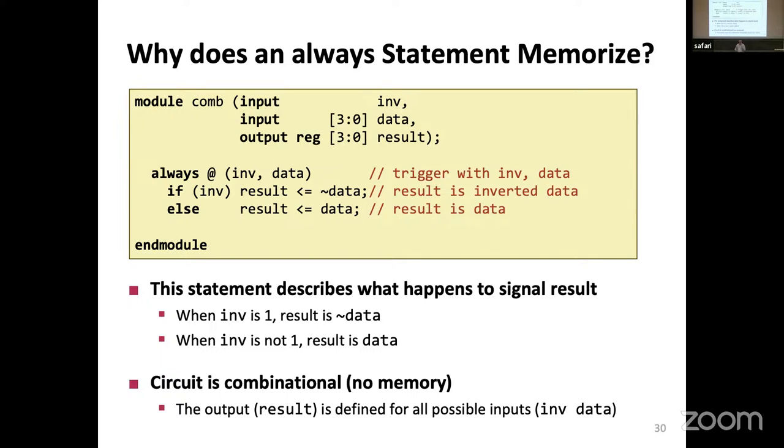Strange, right? So the circuit is combinational. It doesn't have any memory. Given inf and data, I know exactly what result is going to be. This is a combinational circuit definition. I used the always statement and I did not forget anything. I covered all the cases, and for all cases of the input, I have defined what the output is going to be. That's the definition of a combinational circuit, if you remember, and I ended up making a combinational circuit.